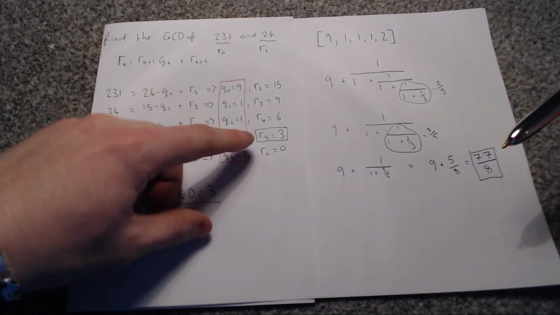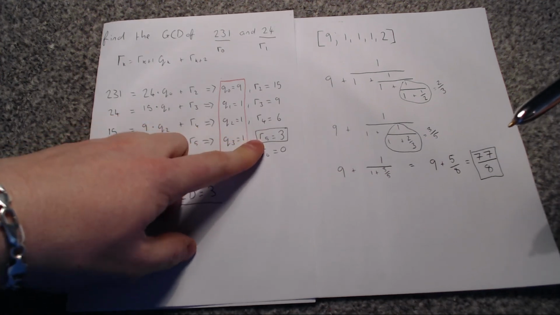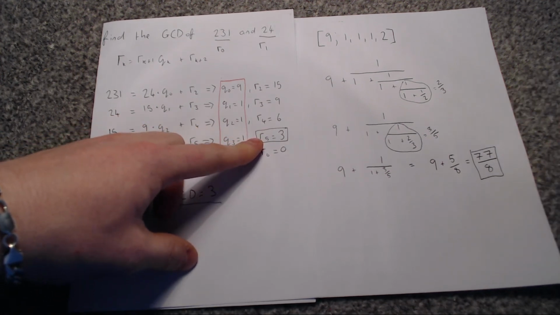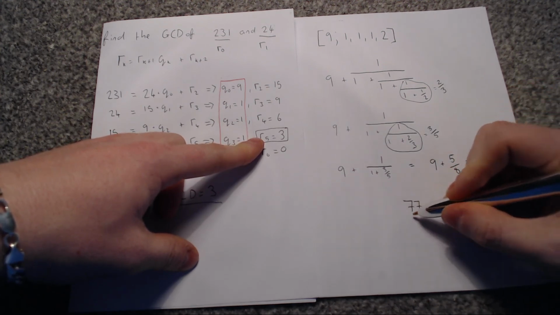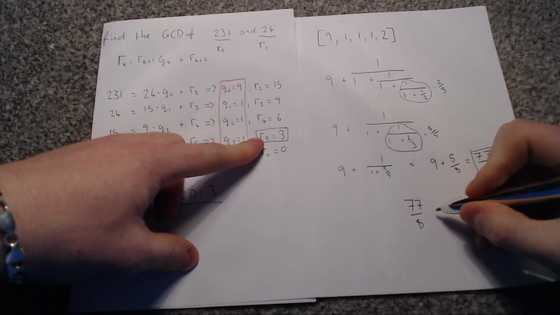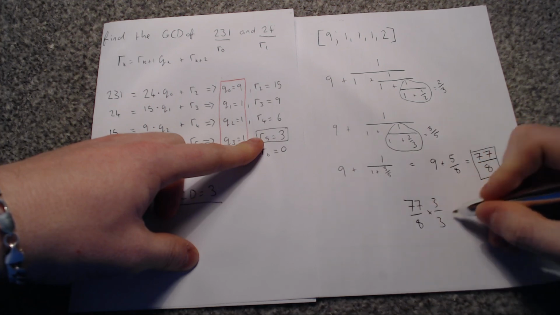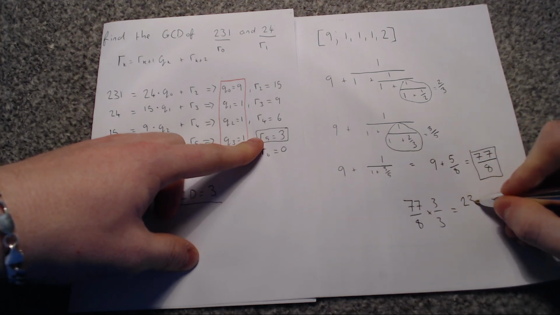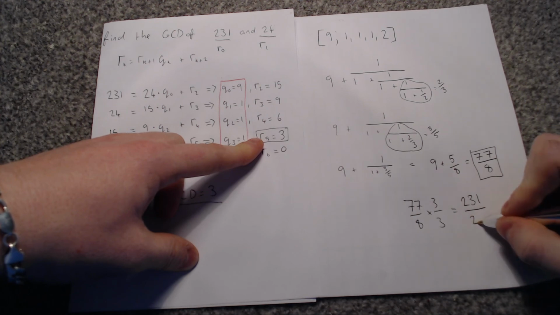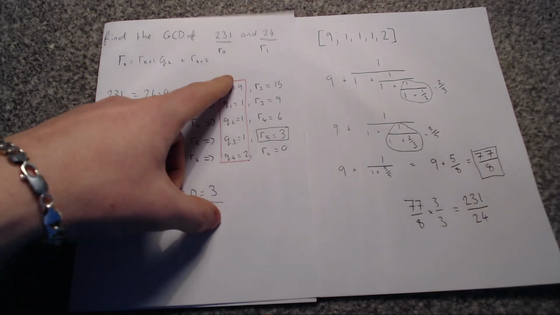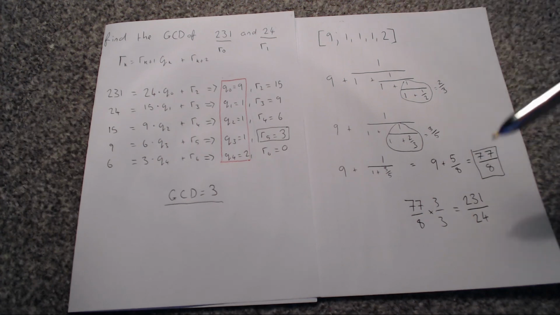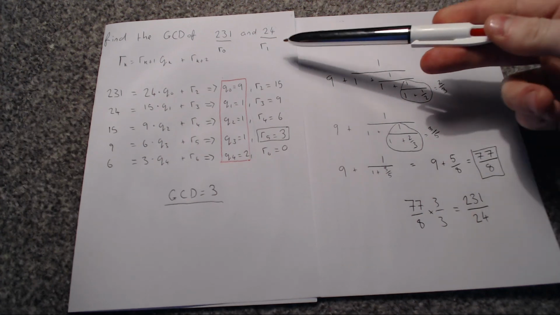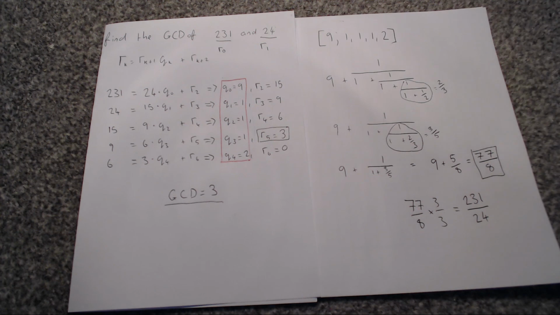However, in my last video we found out the greatest common divisor of these two numbers was 3. If I go ahead and multiply the top and bottom of this fraction by 3, so we've got 77 over 8 times 3 over 3, I hope you can see that that is 231 over 24. So these numbers here, which I've also written up here, give us the continued fraction divided by the greatest common divisor of the two numbers that we started with.